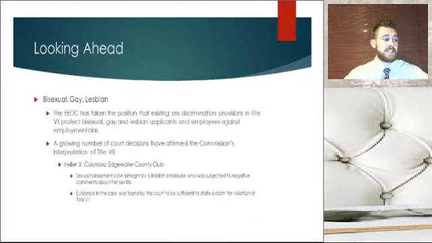Next, another topic that has been brought up as of late is bisexual, gay, and lesbian employees. The EEOC has taken the position that existing sex discrimination provisions in Title VII protect bisexual, gay, and lesbian applicants and employees against employment biases. A growing number of court decisions have affirmed the Commission's interpretation of Title VII.